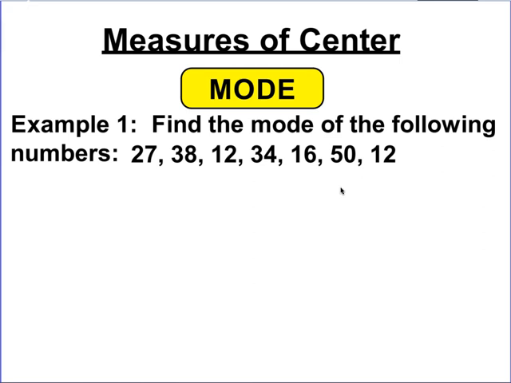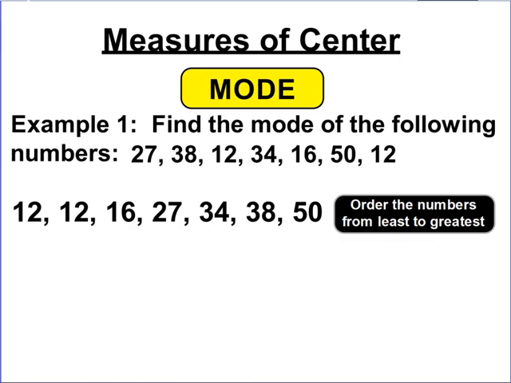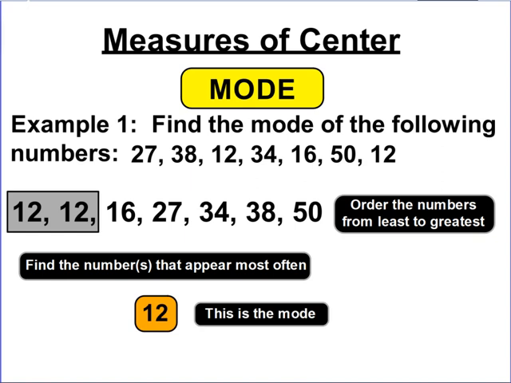So let's find the mode of this data set. Put them in order from least to greatest first, just like that, and then look for numbers that repeat or appear more than the other ones. So in this case, 12 appears more than the other ones. So in this data set, 12 is the mode.